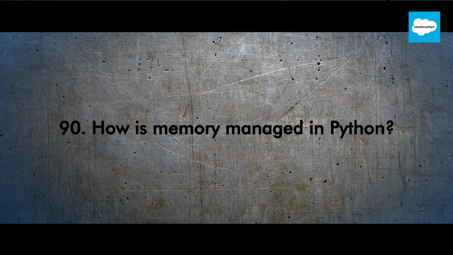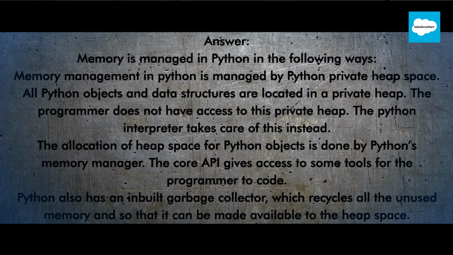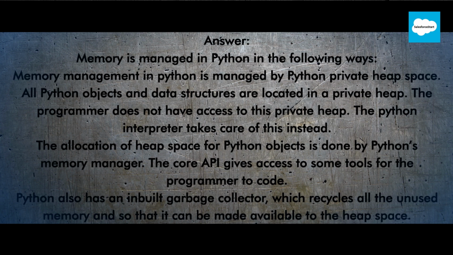90. How is memory managed in Python? Answer. Memory is managed in Python in the following ways. Memory management in Python is managed by Python private heap space. All Python objects and data structures are located in a private heap. The programmer does not have access to this private heap. The Python interpreter takes care of this instead.